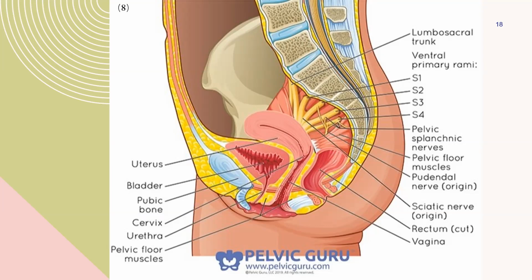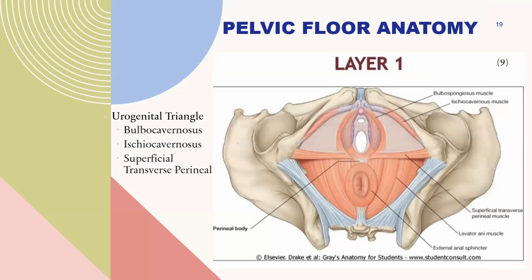So now we're going to go a little bit into the pelvic floor muscles themselves. So we have 3 different layers, and this here is layer 1. This is also known as the urogenital triangle. So up top, we're looking at the ischiocavernosus around the vaginal opening. We have bulbospongiosus, and then connecting both of our sit bones, we have the superficial transverse perineal muscle. And then the last thing that's involved in this layer is the external anal sphincter, which goes around the rectal opening.